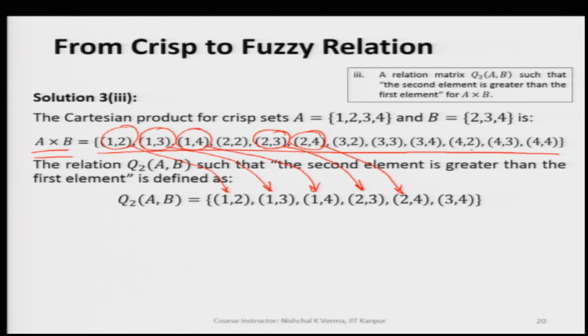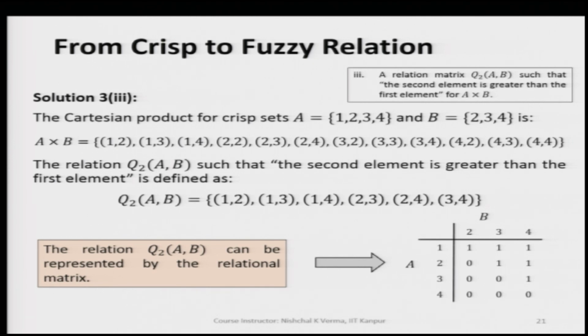Similarly, we see that here 3 4 is satisfying the condition. So, this way we see that we have 6 elements, or I would say the 6 pairs in Q2(A, B), meaning the relation set Q2 has 6 elements which satisfy the given condition, that is, the second element is greater than the first element.